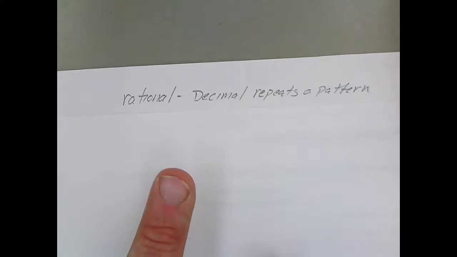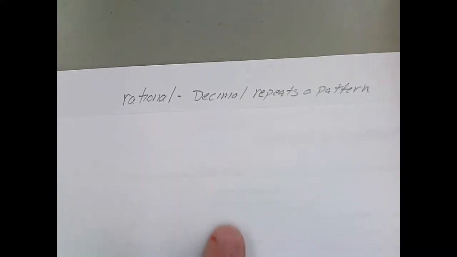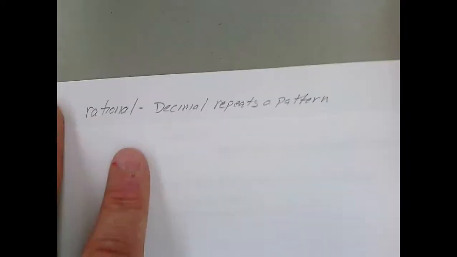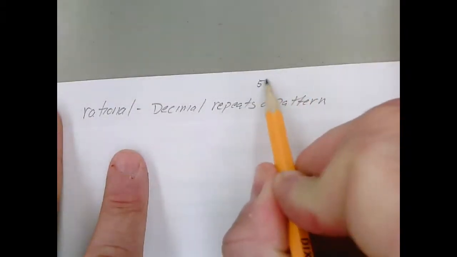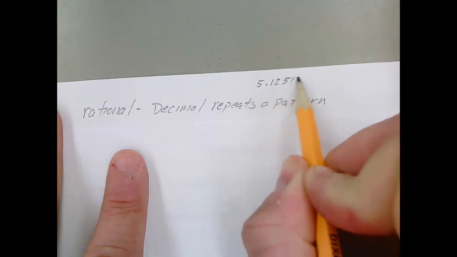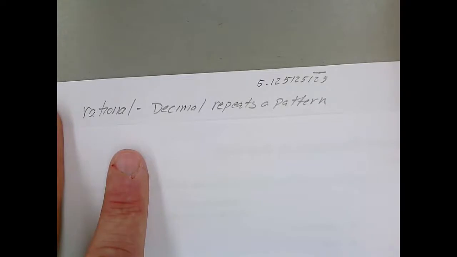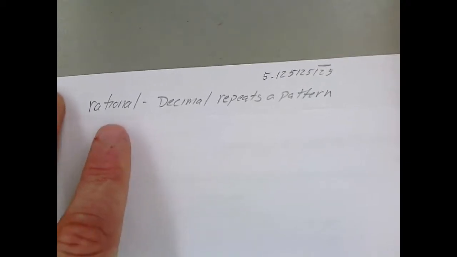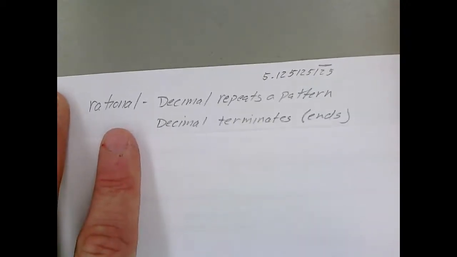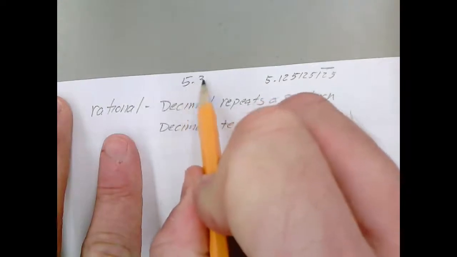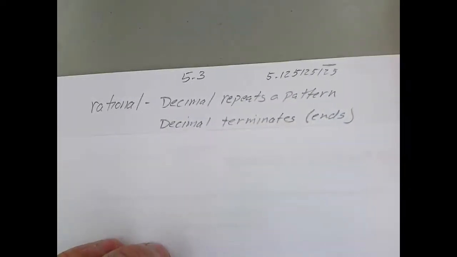They have two characteristics. The first is the decimal repeats a pattern. That means something like 5.125, 125, 125, and it goes on forever. And they put the line over it, indicating that those numbers will continue to repeat. That's an example of a rational number. The other is the decimal will end. So if they have something like 5.3, that's what they mean by a terminated decimal, or a decimal that terminates, or a decimal that ends.